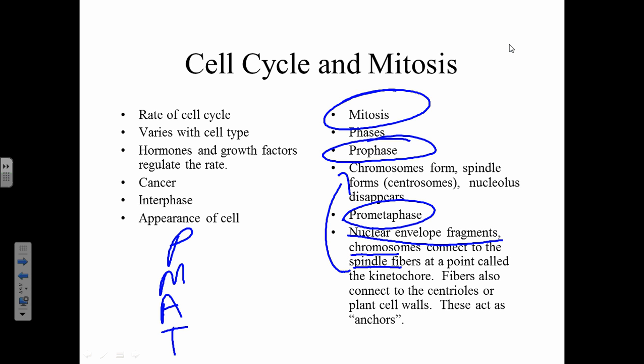5 main things again though. The chromatin winds up and becomes chromosomes. That's number 1. Number 2, the spindle fibers form. Number 3, the nucleolus disappears. 4, the nuclear envelope, the nuclear membrane breaks down. That makes sense because what are we trying to do to the nucleus? Split it. You got to break that barrier if you're going to split it. And then lastly, the chromosomes attach up to these little rope-like structures called spindle fibers. What was number 1 again? Chromosomes form. Chromatin winds up to make chromosomes.